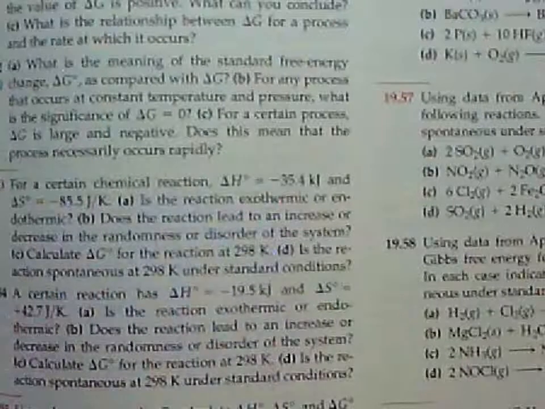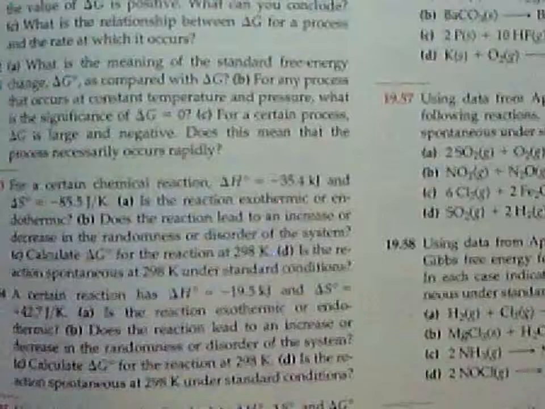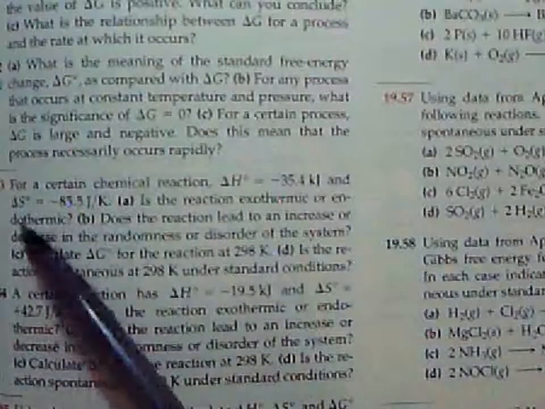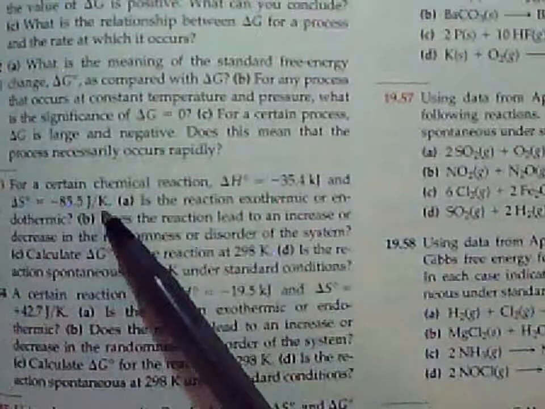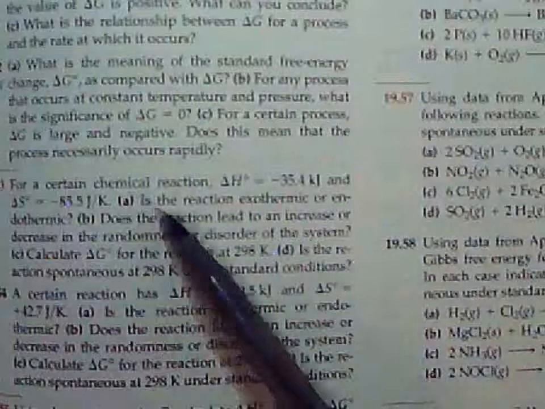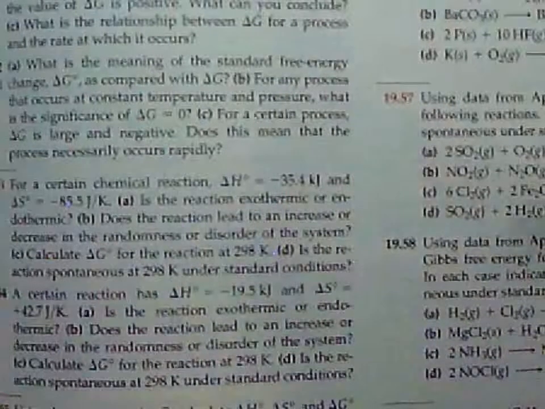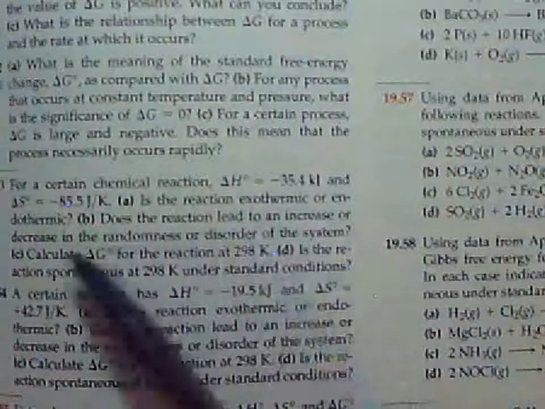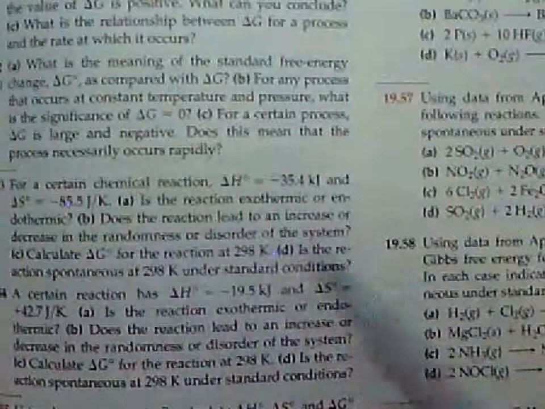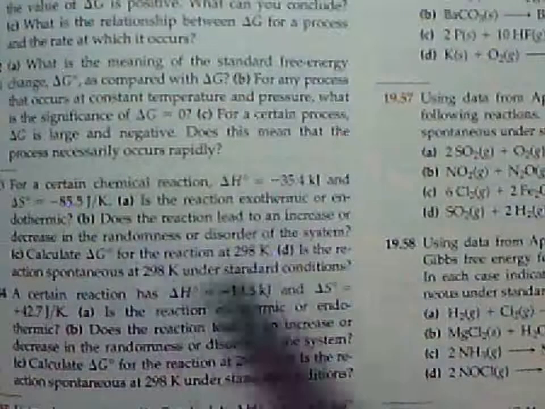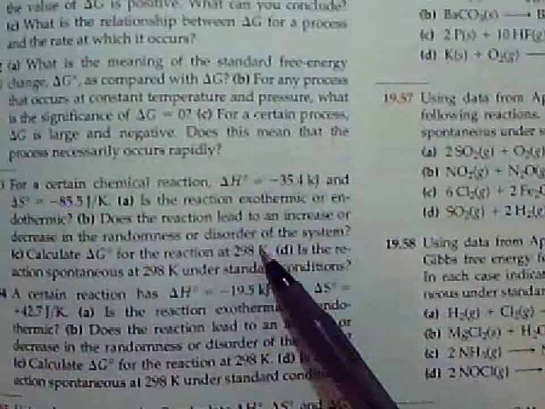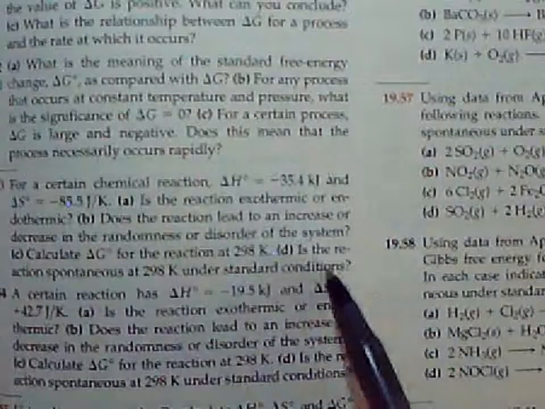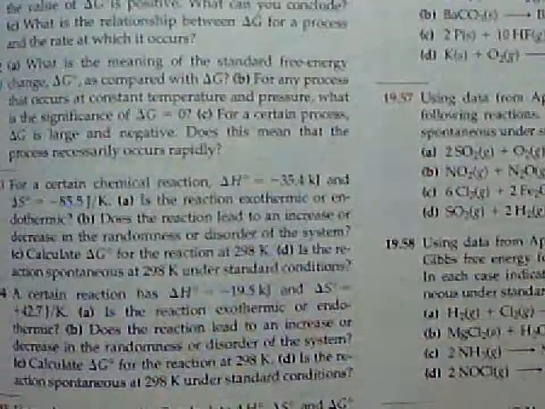Alright, so it says for a certain chemical reaction, delta H is negative 35.4 kilojoules, delta S is negative 85.5 joules per Kelvin. And then they ask, A, is the reaction exothermic or endothermic? Alright, that's a pretty straightforward thing. B, does the reaction lead to an increase or decrease in the randomness or disorder of the system? C, calculate delta G for the reaction at 298 Kelvin. And then D, is the reaction spontaneous at 298 Kelvin under standard conditions? Alright, so that's what they're asking for.